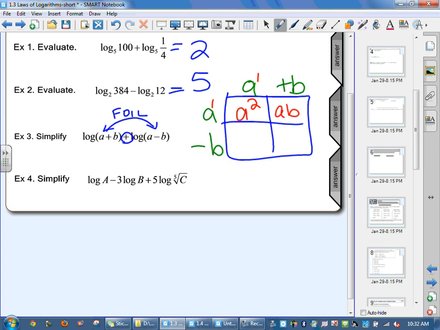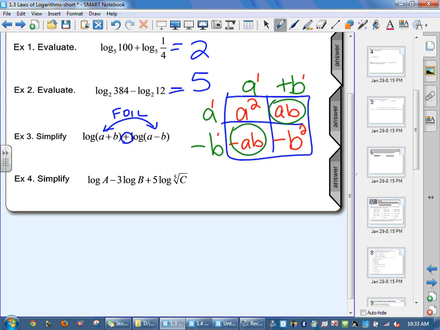And both b's have hidden ones on them. So you're going to get a positive times a negative gives us a negative b squared. That's one of our difference of squares examples. So what we're going to notice is that this one and this one cancel out and give us 0. So we do not have to write them down at all.